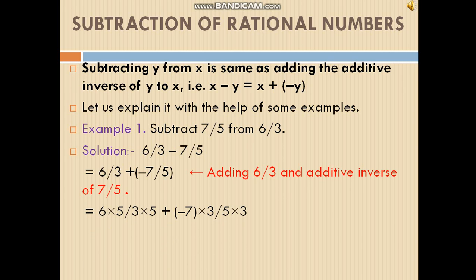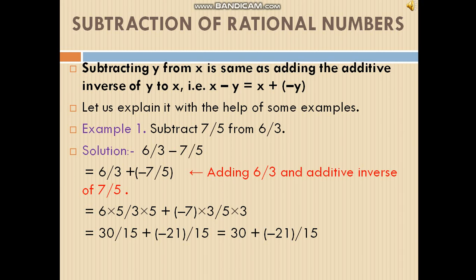Now look at the second step. Here we have different denominators, so we have to convert the denominators into the same number. For this we multiply the first rational number by 5, that is 6 into 5 upon 3 into 5, plus on the second rational number we multiply by 3, that is minus 7 into 3 upon 5 into 3. So we get 6 into 5 is 30, 3 into 5 is 15, plus minus 7 into 3 is minus 21 upon 5 into 3 is 15. So we write here 15.